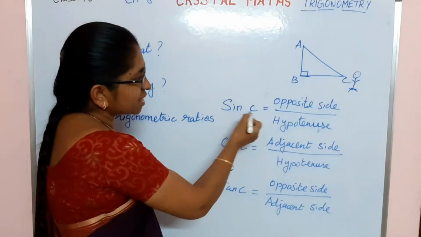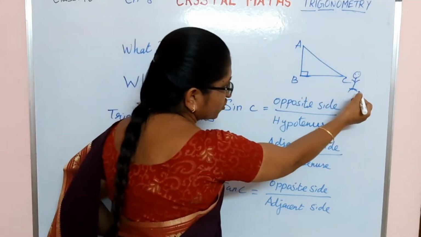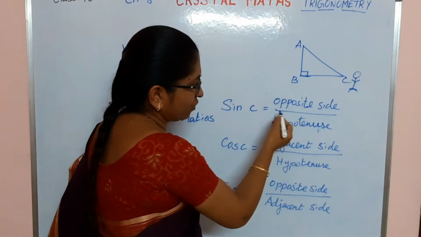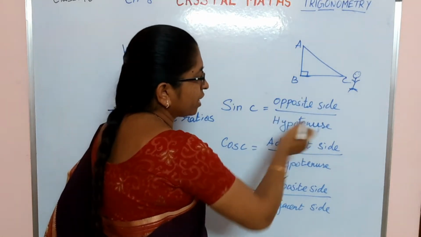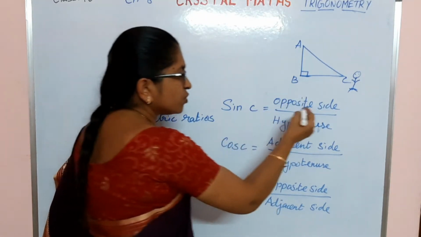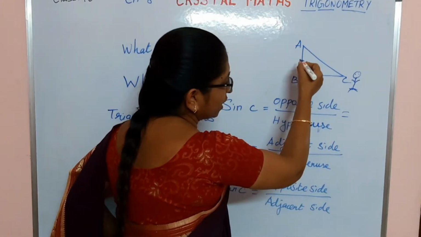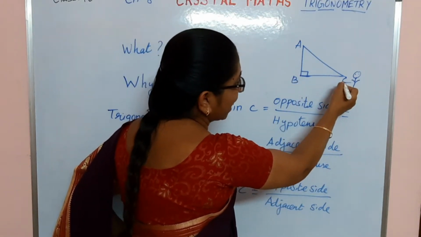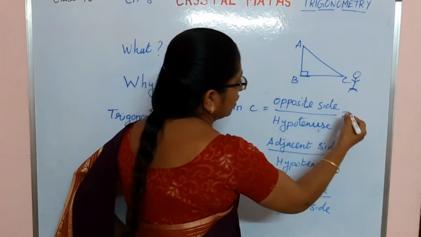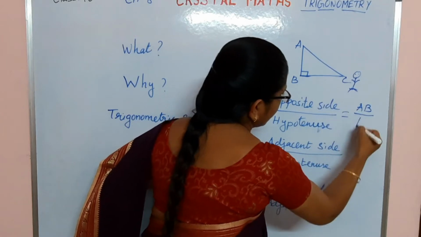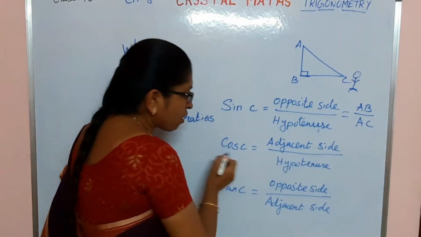Here sin C, that is, if you are standing over here, the sine of angle C is equal to opposite side by hypotenuse. What is the opposite side? If you are here, the opposite side will be AB. Opposite to angle C is AB. So, we can write it as AB. Hypotenuse will be AC.